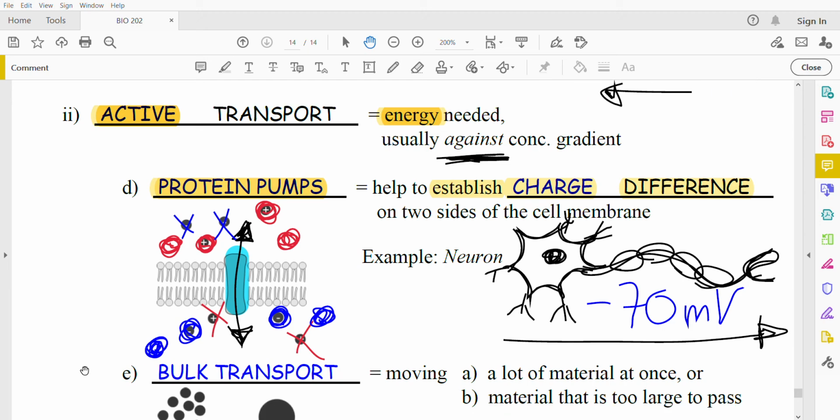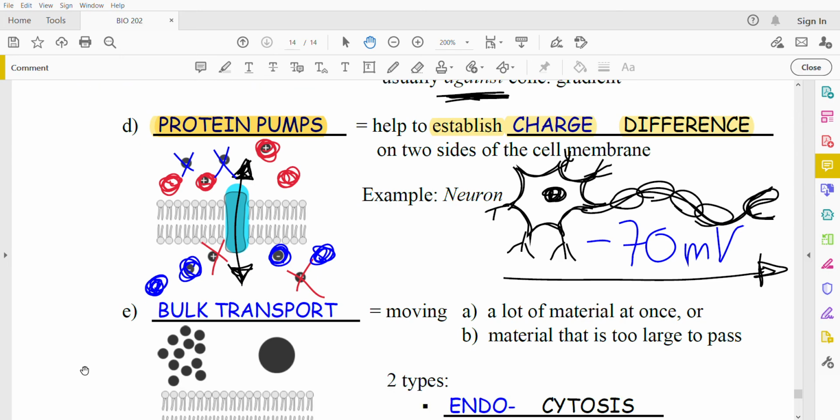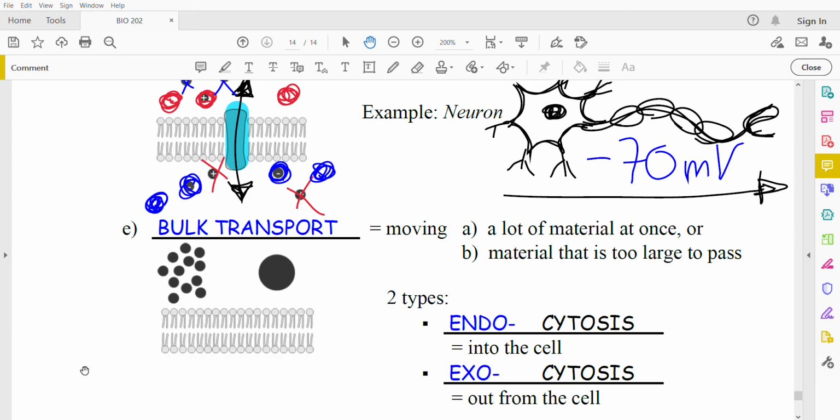You don't need to worry about the nerve cell neuron. That's just in case you're wondering, why on heck would we have protein pumps? Why does it matter? To give a little bit of insight to that.